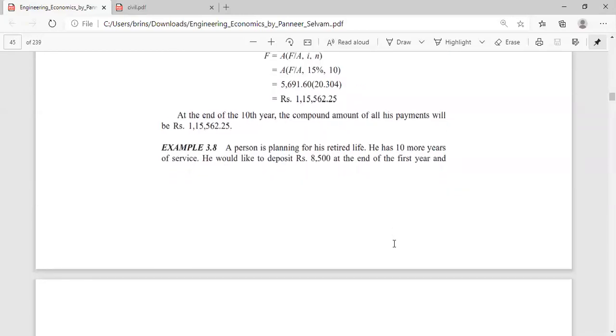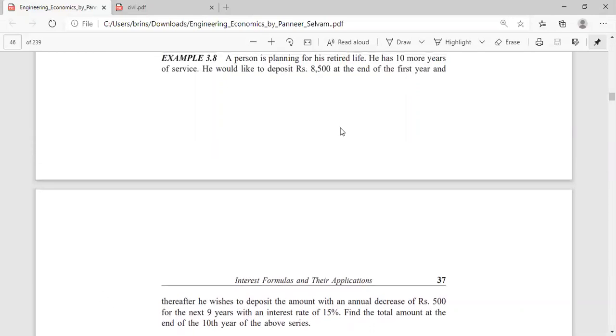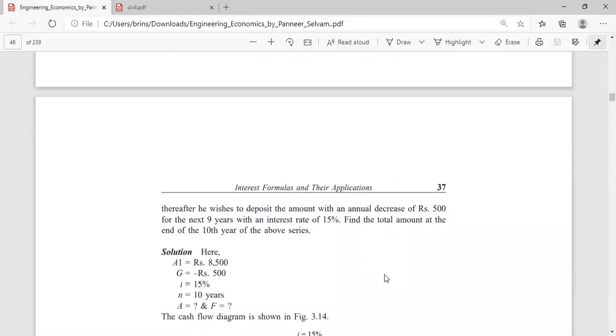And here is another problem. A person is planning for his retired life. He has 10 more years of service. He would like to deposit 8,000 at the end of the first year, and thereafter he wishes to deposit an amount with an annual decrease of 500 for 9 years. First he is depositing 8,500 and then decreasing by 500 for the next 9 years, with an interest rate of 15%. We are supposed to find the total amount he gets at the end of the 10th year.